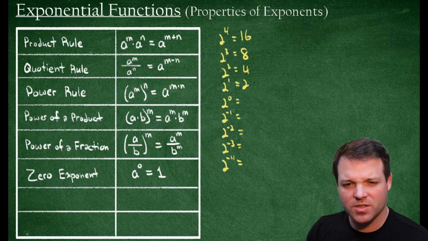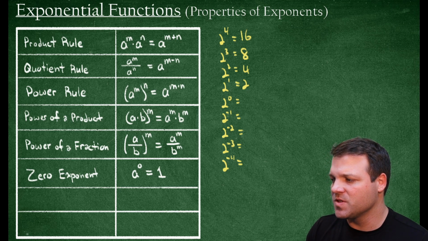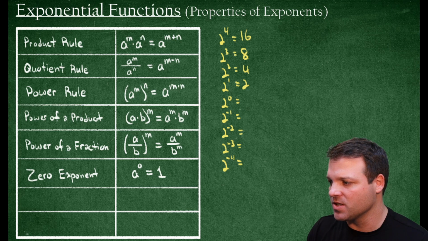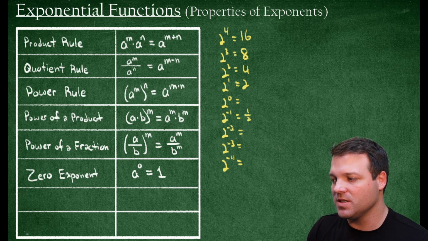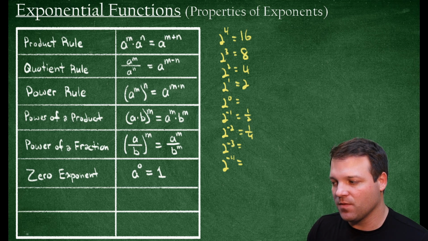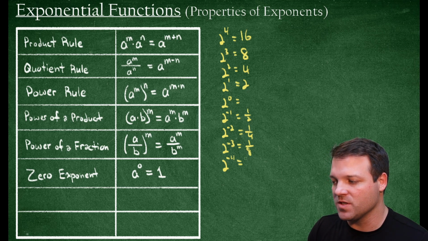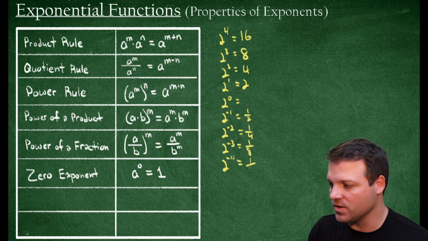Well, and actually, do we have a negative? I guess that's going to be next. But we're going to learn here that anything to the negative power, you just move that to the bottom. So 2 to the negative first power is 1/2. 2 to the negative second power is 1 over 2 squared, or 1 over 4. 2 to the negative third power is 1 over 2 to the third, which is 1/8. And then 2 to the negative fourth is 1 over 2 to the fourth, which is 1/16.